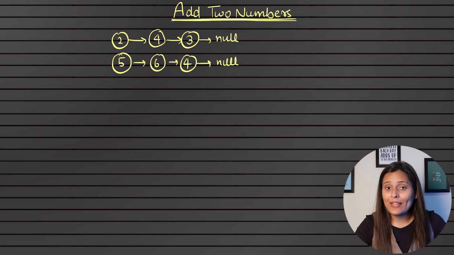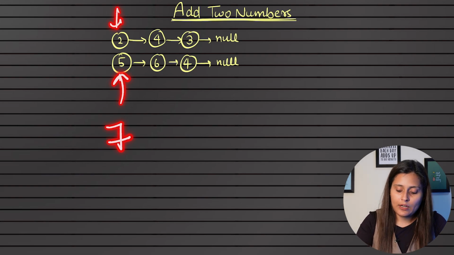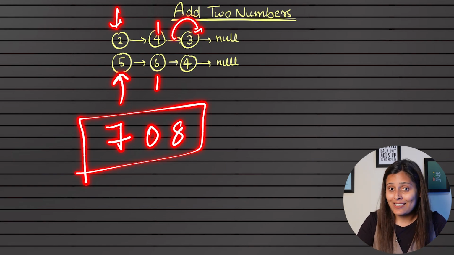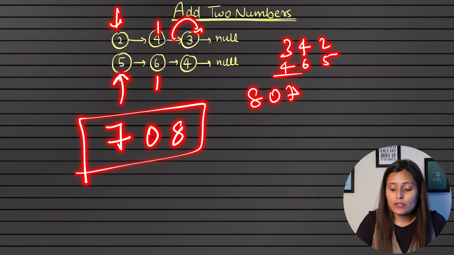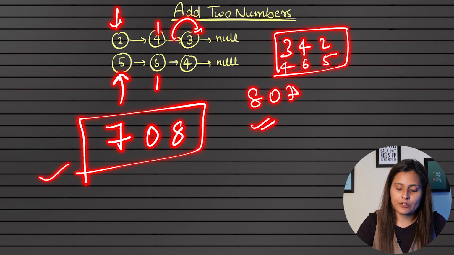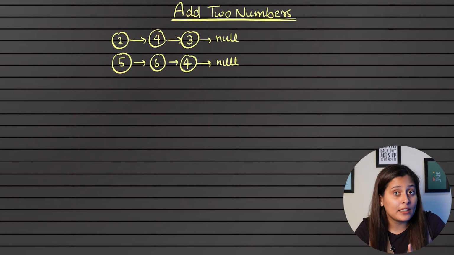Okay, so how can we do that? Now suppose we have to add from the starting itself. So we will add 7. Now carry forward 1 to it, so 8. The exact answer was supposed to be 807 for the numbers 3, 4, 2 and 4, 6, 5, right? But the answer also expects you in the reverse order. It means you just need to add this and return the new head in the linked list format.